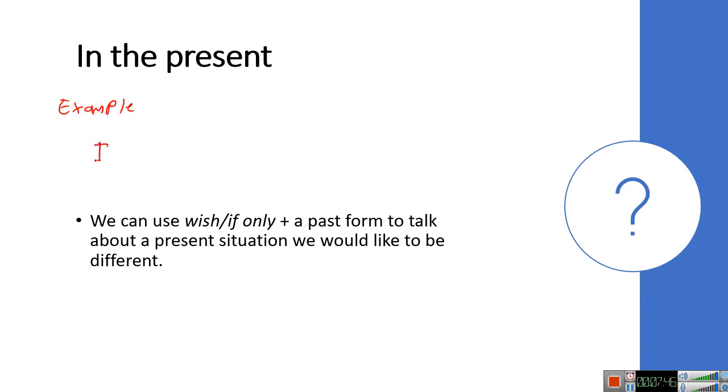I wish I had more money. You see how this is a present desire, because in the present I don't have money, so I wish I had more money. That's how I use the past simple.